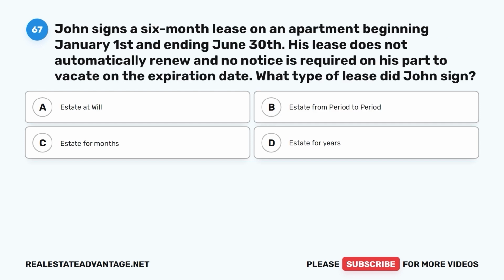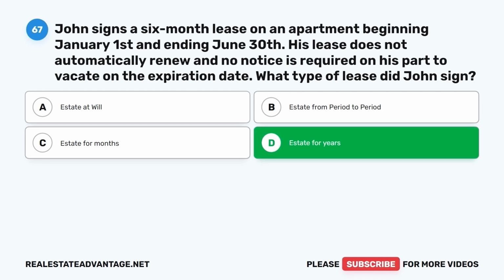Question 67. John signs a 6-month lease on an apartment beginning January 1st and ending June 30th. His lease does not automatically renew, and no notice is required on his part to vacate on the expiration date. What type of lease did John sign? A. Estate at will. B. Estate from period to period. C. Estate for months. D. Estate for years. The correct answer is D. Estate for years.